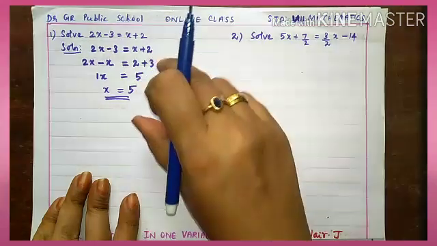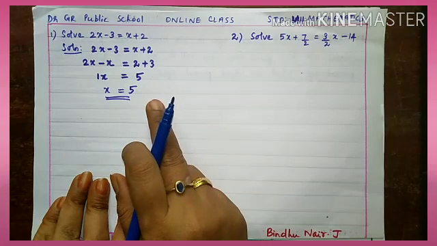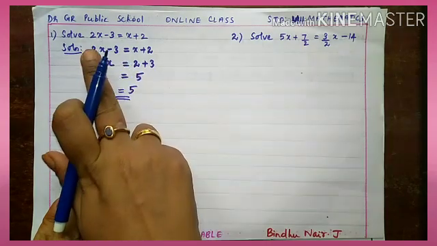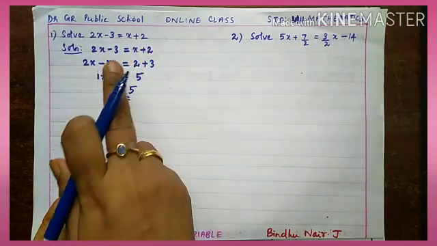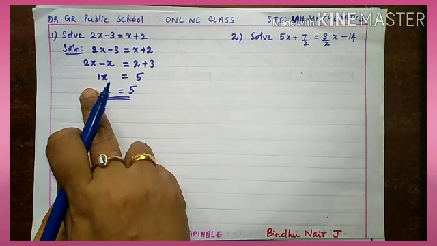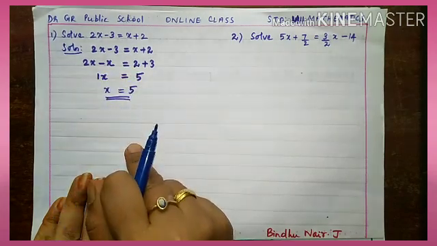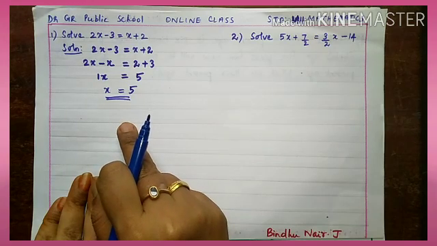Understood? Once more I am reminding you: whenever we solve an equation where there are expressions on both sides, bring all the variables to the LHS and take all the numbers to the RHS. Hope you understood.